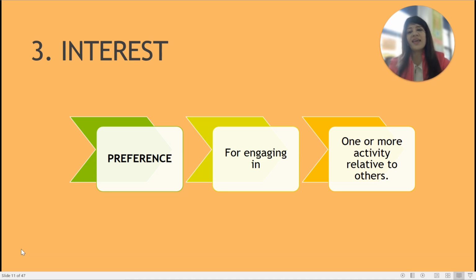It is my interest of engaging in a particular activity, event, situation, or circumstance over another, relative to another, right? That is what defines interest for us.